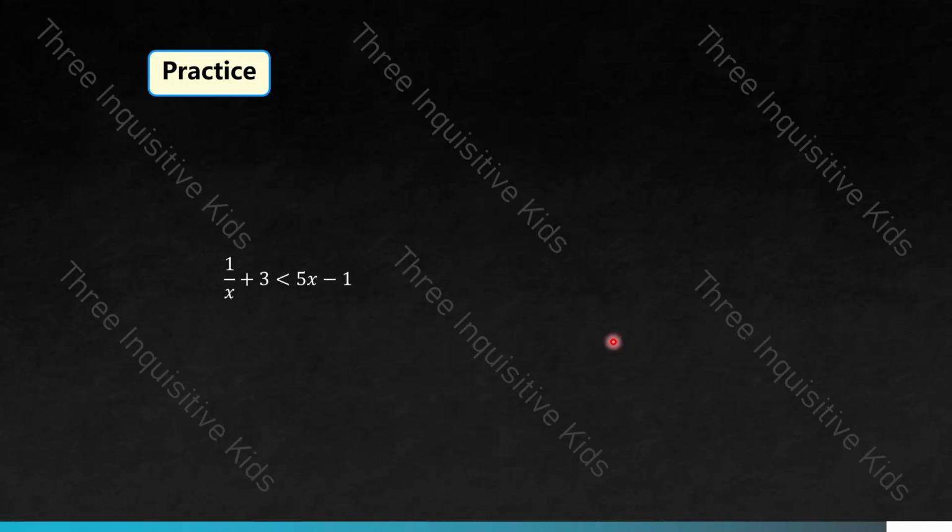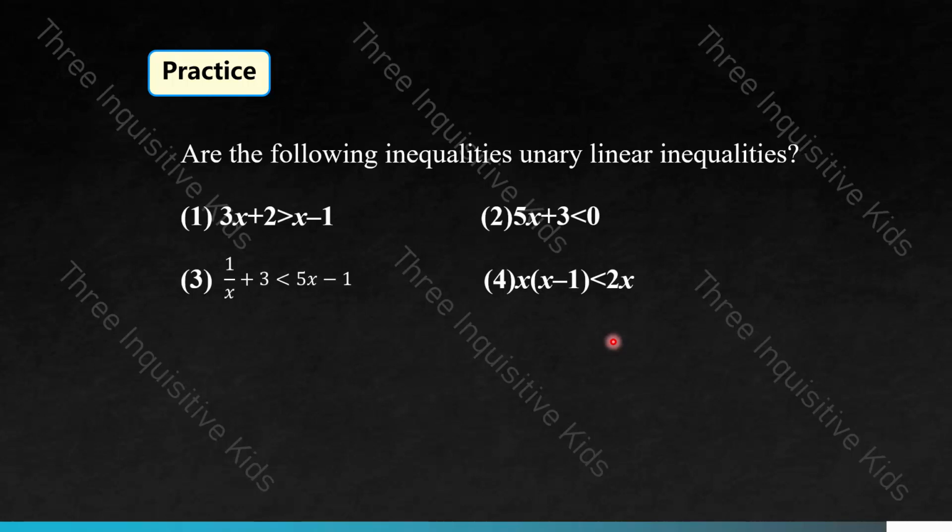Now, based off of that summary, let's do some practice. Are the following inequalities unary linear inequalities? So looking at the first one, this is a unary linear inequality because it contains only one variable, which is x, and that variable's index is 1. So we will put a check mark next to the first one. The next one is 5x plus 3 is less than 0. This is also a unary linear inequality, for there is only one variable, x, and it is raised to the first power.